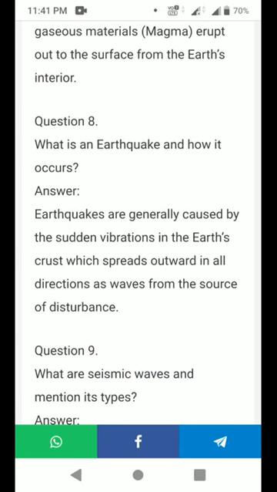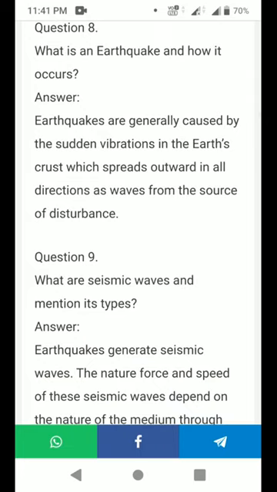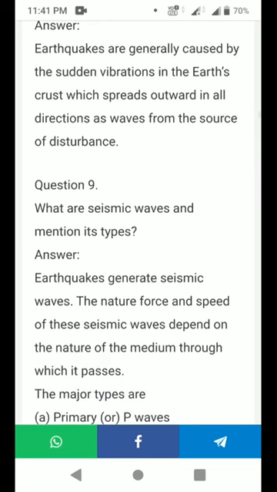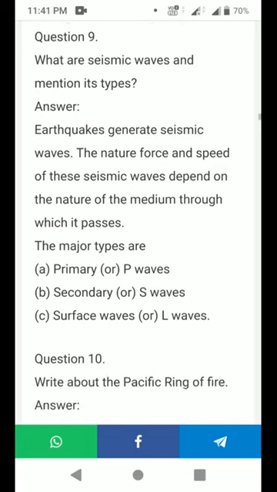What is an earthquake and how does it occur? Earthquakes are generally caused by sudden vibrations in the earth's crust which spread outward in all directions as waves from the source of disturbance. Next question. What are seismic waves and mention their types?